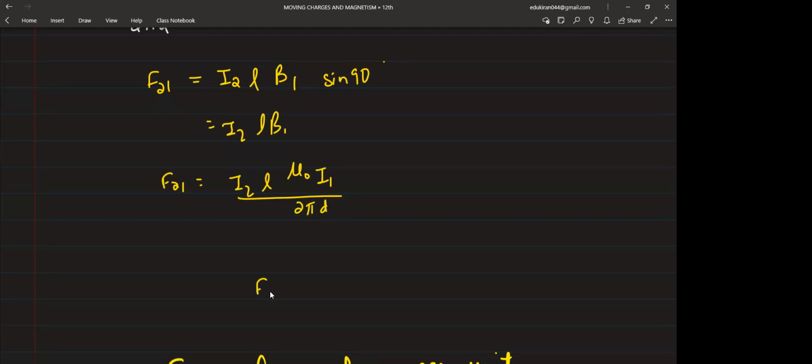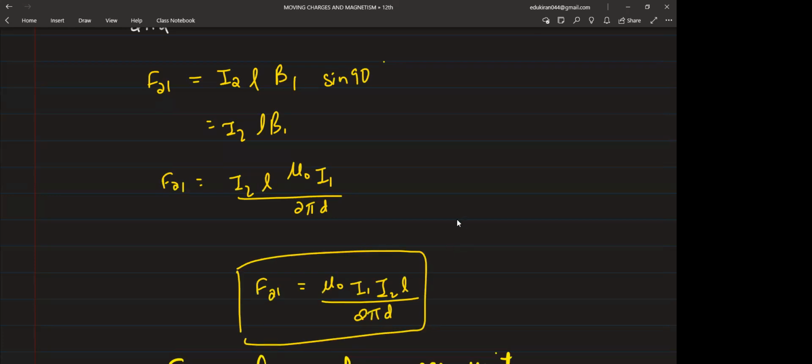So see, the ultimate formula will be mu naught I1 I2 L by 2 pi d. All right. What is this? This is the force between two conductors, and this formula is important, class. See, this is very easy. Derivation is also very easy. In few steps, you'll be able to complete it.